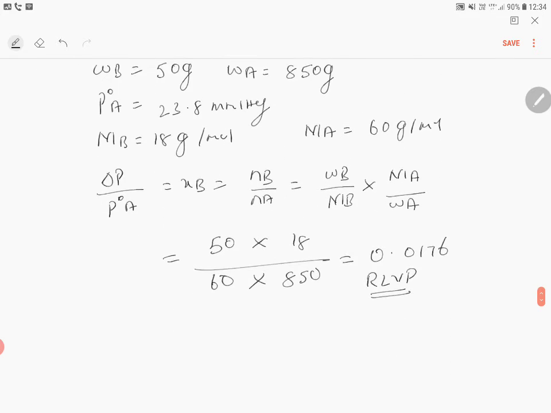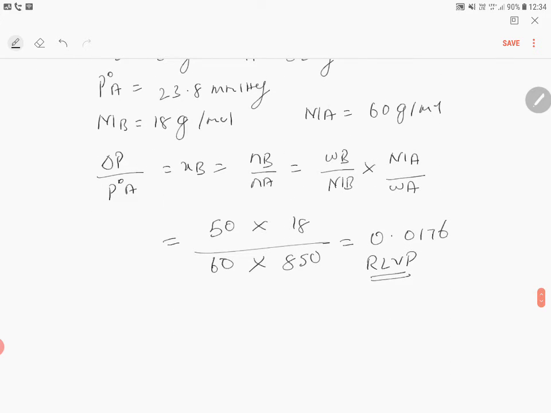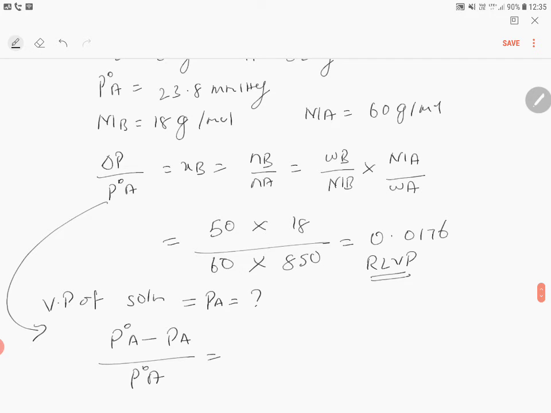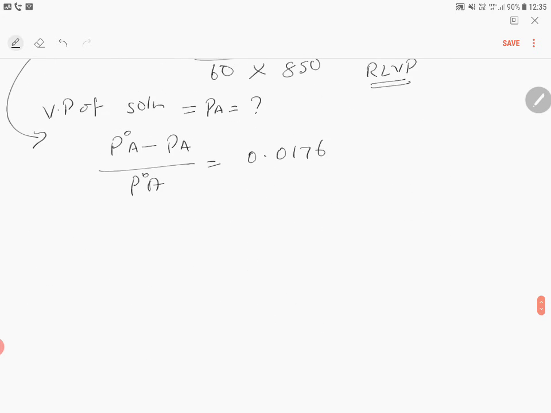So part 1 calculated. Next we need to calculate vapor pressure of the solution. Vapor pressure of the solution is, that is, we need to calculate what is the value of PA. So from the above formula, delta P is (P0A minus PA) by P0A is equal to mole fraction of solute, that is 0.0176, already we have calculated. So we know P0A, 23.8 minus PA we need to calculate, divided by P0A, once again 23.8, is equal to 0.0176. Cross multiply.